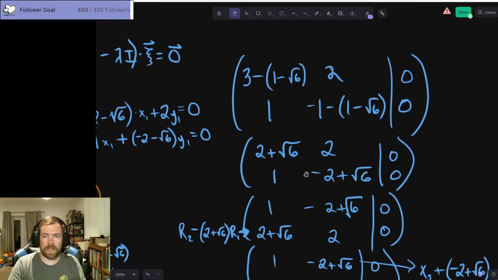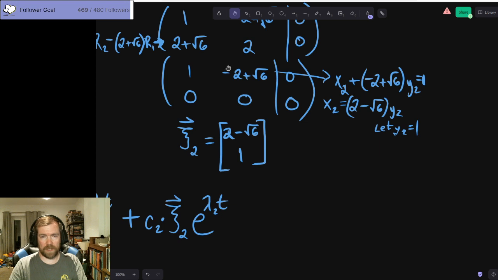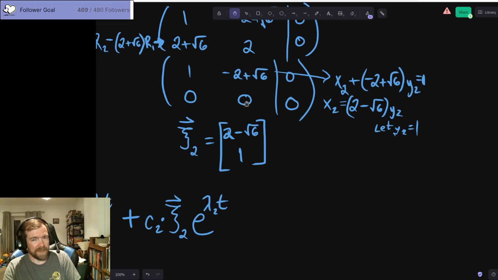So you'd want to take this matrix here, 2 plus root 6, 2, 1, negative 2 plus root 6, get me the row reduced echelon form, or RREF, of this particular thing, and it'll get you this. All right, 1, negative 2 plus root 6, 0, 0. And again, in this particular case, that's actually what we want. Most times when you're dealing with matrices and you want row reduced echelon form, you don't actually want that.